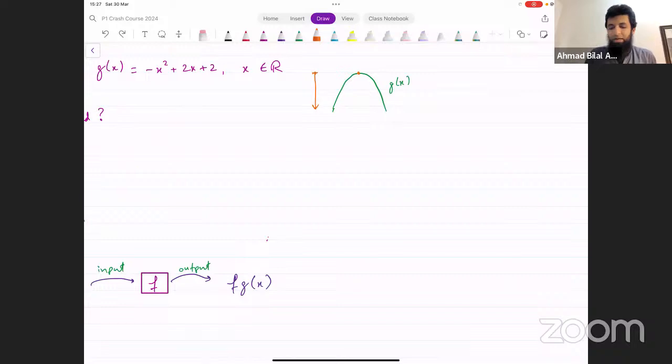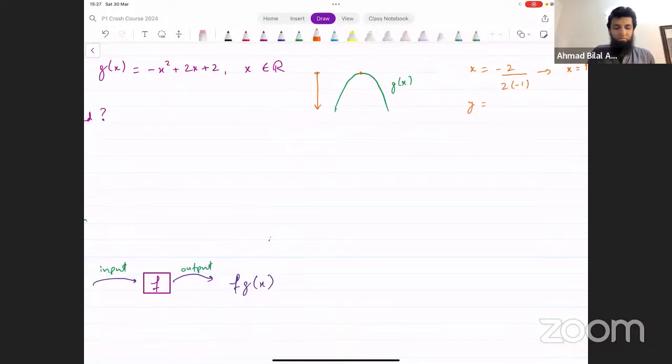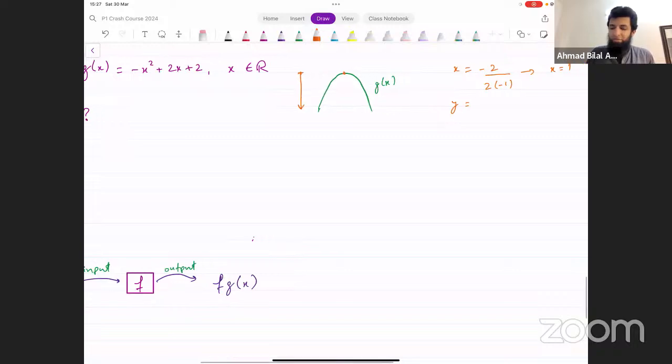Let's figure that out. x equals minus b/2a, so that's minus 2 divided by 2 into minus 1. What does that give us? Minus 2 over minus 2, that's going to be 1. So x equals 1. What about the corresponding y value, g of x? When you input x equals 1 into this function g, what does that give you? That will give you minus 1 plus 2, that's 1, plus 2, that's 3. The y value turns out to be 3. What that tells us is the turning point of g is (1, 3).